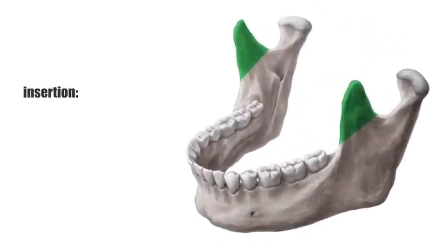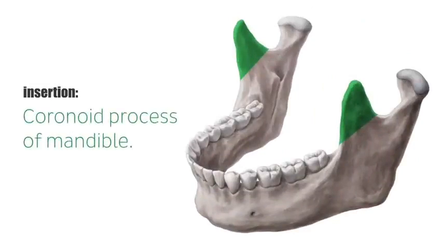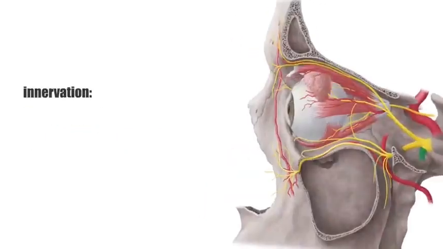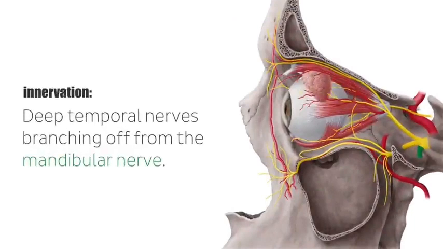From there, the muscle descends through the gap between the zygomatic arch and the skull, forms a thick tendon, and inserts at the coronoid process of the mandible. The temporalis is innervated by the deep temporal nerves branching off from the mandibular nerve. You can see the mandibular nerve highlighted in green on the image on your screen.